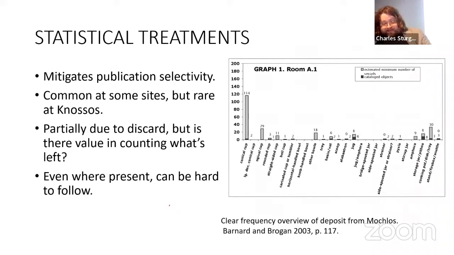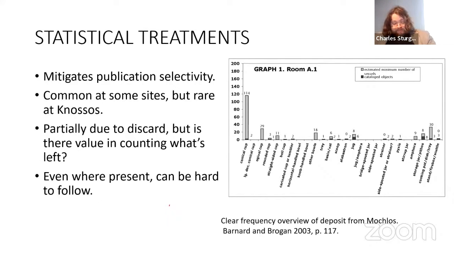One way of mitigating such selectivity issues is to provide a statistical overview of the contents of a deposit. While common at more recently excavated sites, like Mochlos or Komos, such presentation remains rare at Knossos. To some extent, this is due to the previously discussed question of discard, with some arguing that there is nothing to be gained from counting material in the retained boxes. To some extent, this is true. However, I suggest there is some value in counting selected diagnostics to build at least a crude count of shape popularity within the more commonly retained decorated pottery.